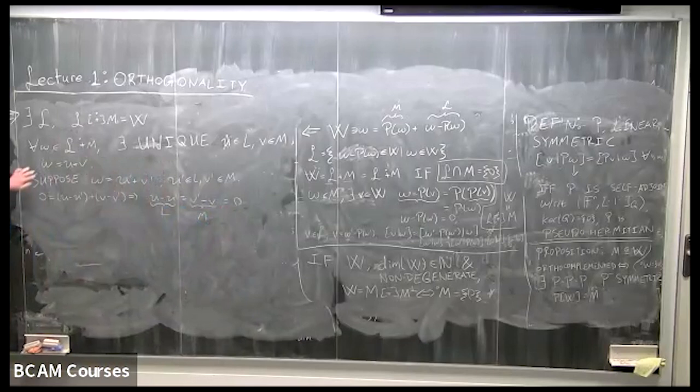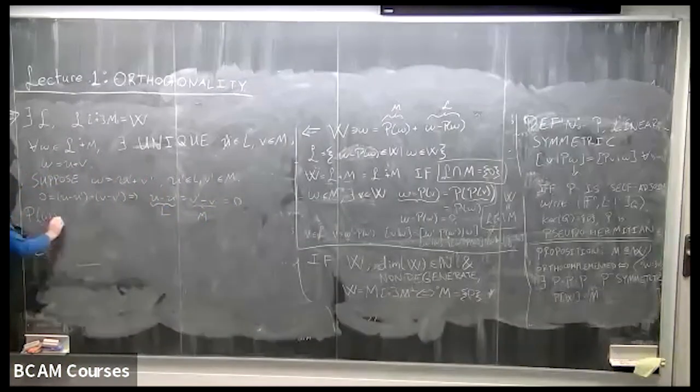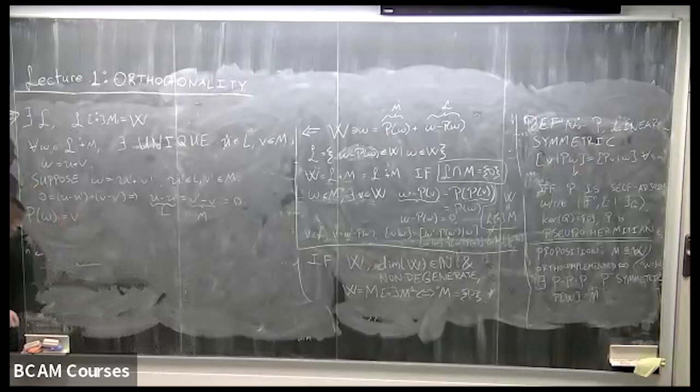So because these constituent vectors are unique, we can define the projector P on W to equal the piece that's in M, which I call V. And this is well defined. And if you use the same algebraic manipulations that we did for the other direction of the proof, you can get the self-adjointness, and you can get the fact that P is a projector. So this kind of completes the proof. I've constructed the projector.